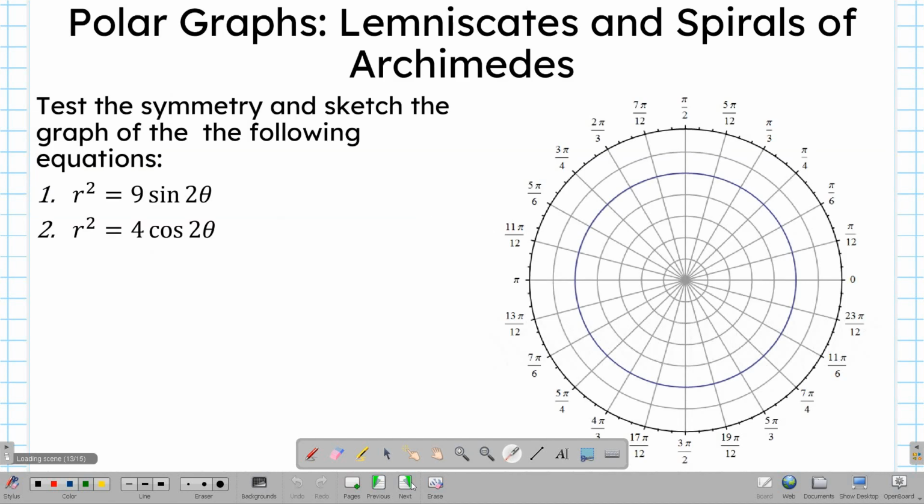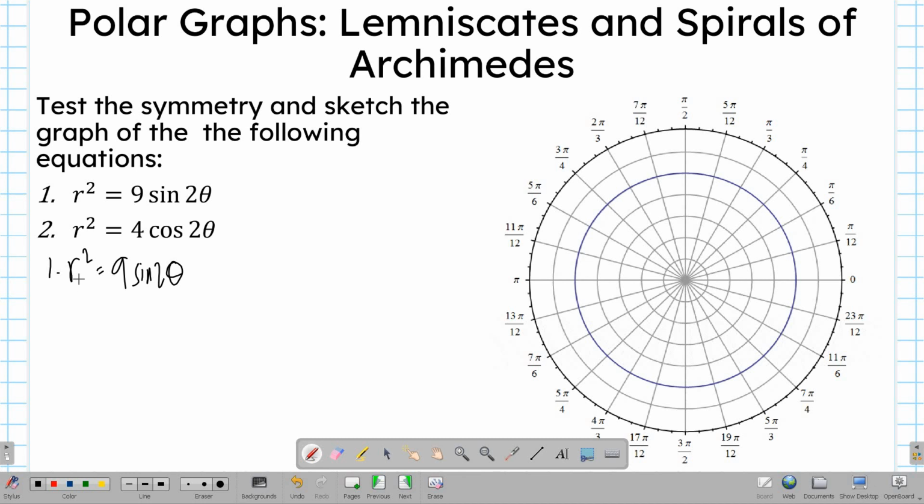So, for example, we are asked to graph r squared is equal to 9 sine 2 theta. So, as practice, pause the video and try to find the symmetry, perform the symmetry test on this equation, just like how we did before. Alright, so assuming that you did pause the video, let's now try to sketch the graph of this one.